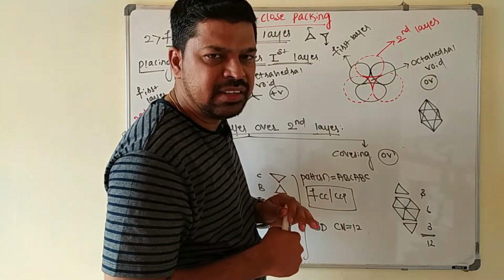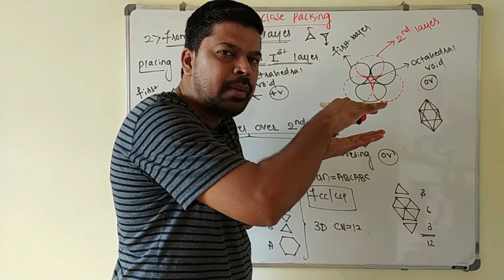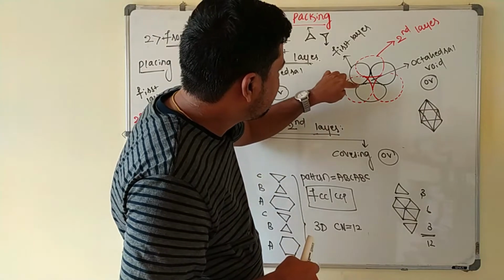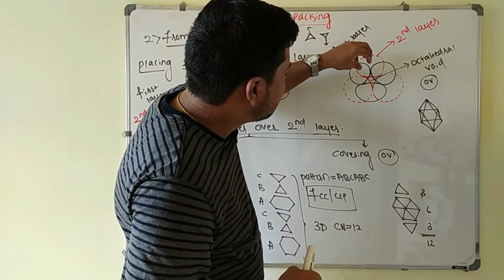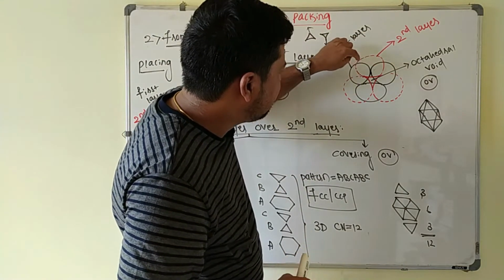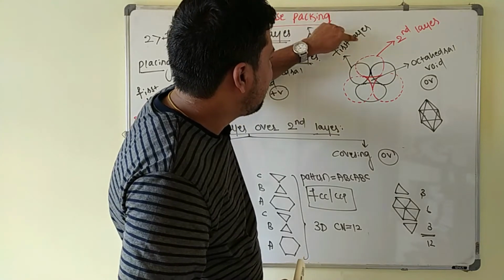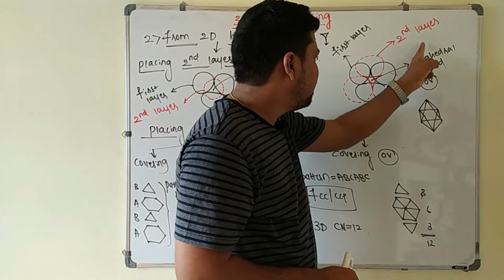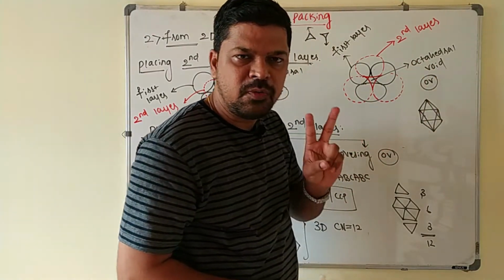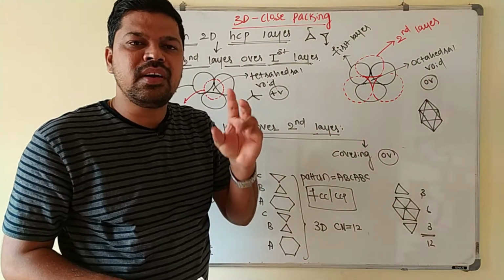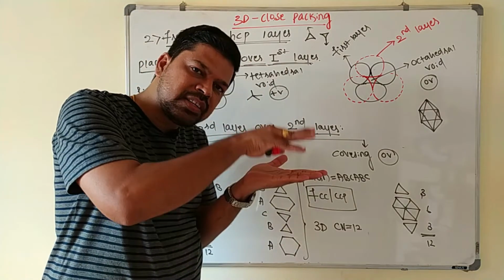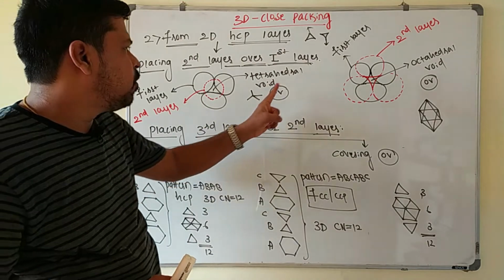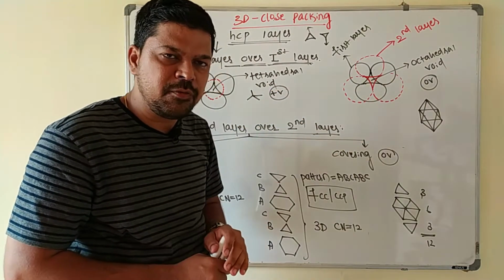They will not coincide. They are exactly one above the other, but their apexes are in the upward and downward directions. Then what happens? Whatever space is left between these 6 spheres, these black spheres are in the first layer and red spheres are in the second layer. The void formed between them is an octahedral void. So first thing you keep in mind, whenever the second layer is placed over the first layer, there is a formation of two types of void. One is tetrahedral void and another is octahedral void.